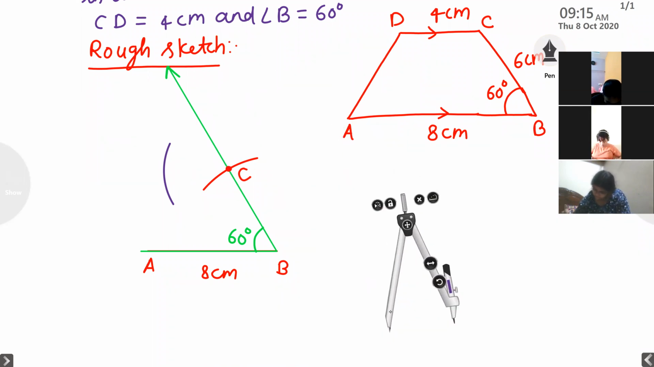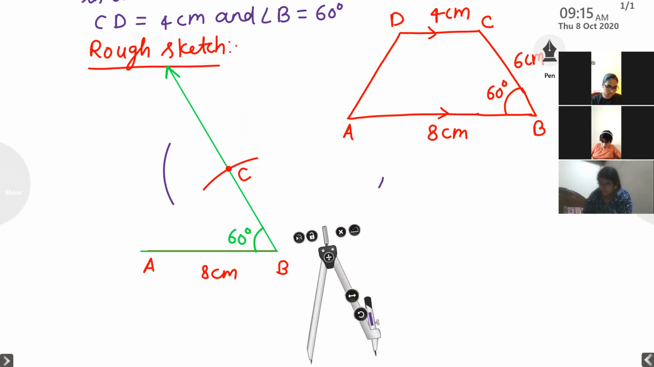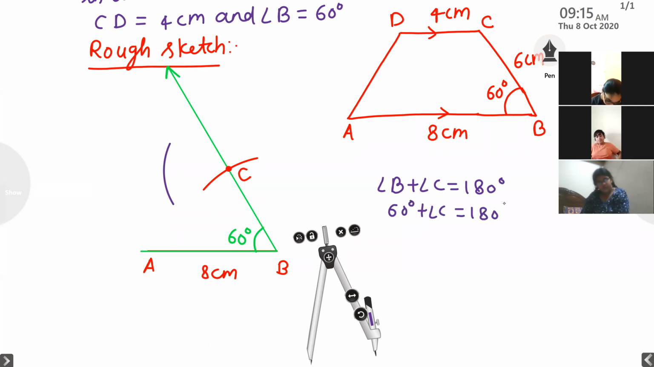Now students, we know property of trapezium, adjacent angle are supplementary. If angle B is 60-degree, I want to find out angle C. Then how to calculate? Angle B plus angle C is equal to 180-degree because adjacent angle are supplementary. Now angle B is 60-degree plus angle C is equal to 180-degree. Now angle C is equal to 180-degree minus 60-degree. Angle C we got it 120-degree.